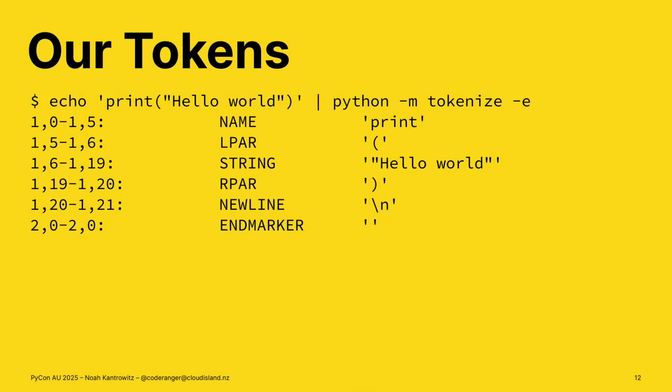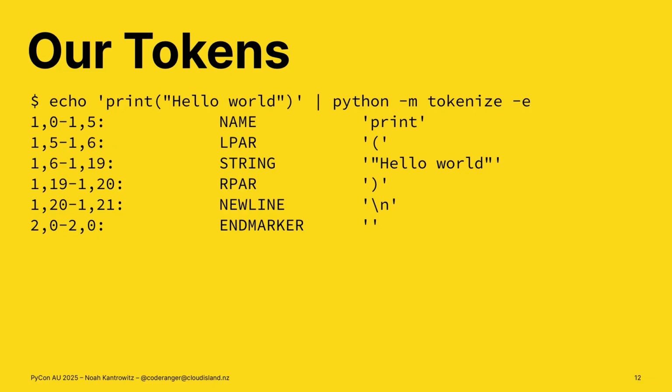The tokenize module lets us experiment with a lexer and see the resulting token list on the command line. So let's feed it our line of code. We end up with 6 tokens. So the first is a name token, which matches up with the characters P, R, I, N, and T. Then a left paren token with the left paren character. Then our string literal token, a right paren, a new line, and an end of input token, which is just an opaque way of saying you have run out of input. This is more structured than our original string.